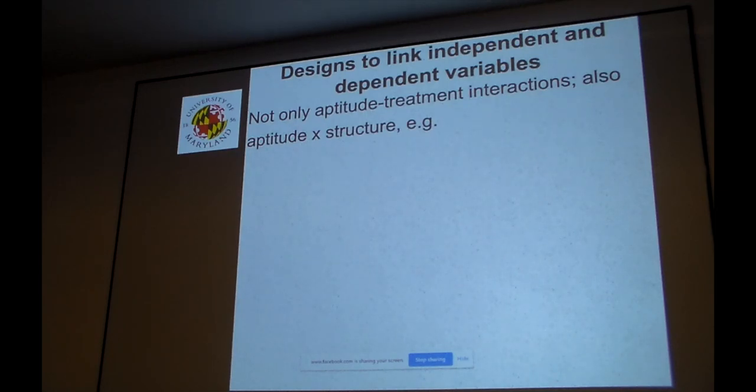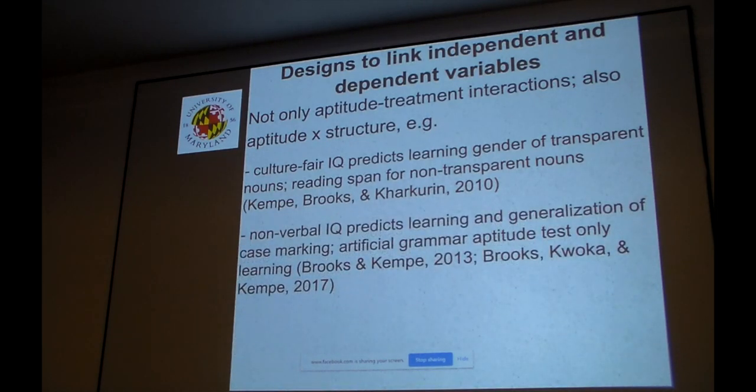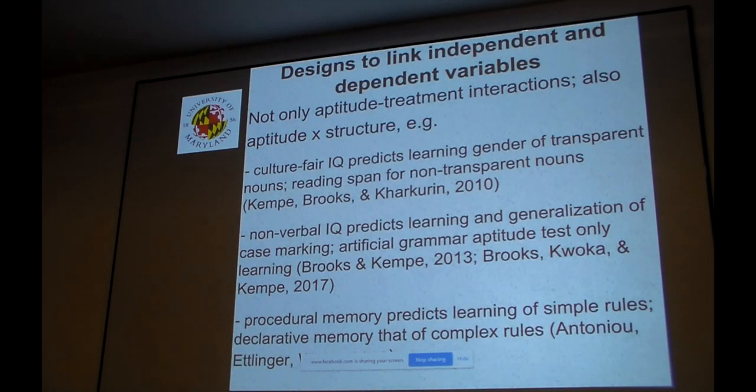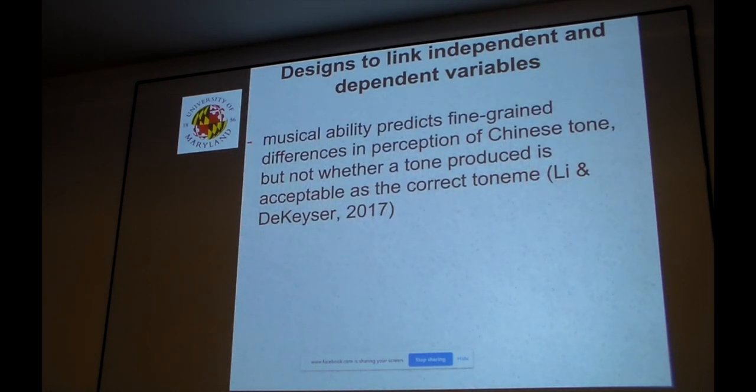Now, we not only have aptitude treatment interactions, we also have aptitude by structure interactions. For instance, one study showed that nonverbal IQ predicted learning the gender of transparent nouns, and that reading span was a better predictor for non-transparent nouns. Nonverbal IQ predicted learning and generalization of case marking. In another study, artificial grammar aptitude only predicted learning, not generalization. Or procedural memory predicted learning of simple rules and declarative memory that of complex rules in a study by Antonio et al. So there are these interactions too. Another example: musical ability predicts fine-grained differences in the perception of Chinese tone, but not whether a tone is produced in an acceptable way as a representative of the tone. That's what Lee found in her dissertation.